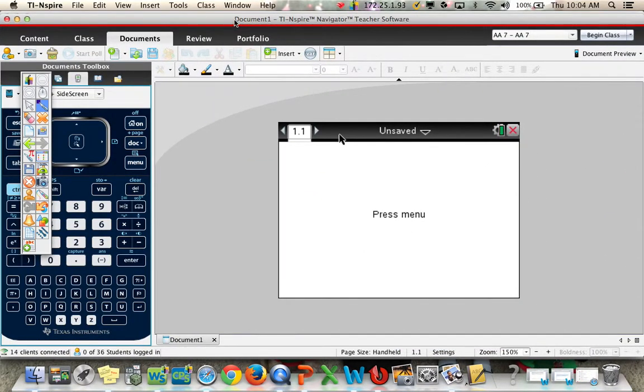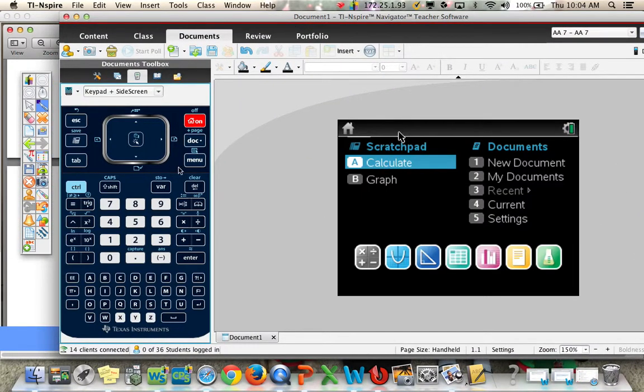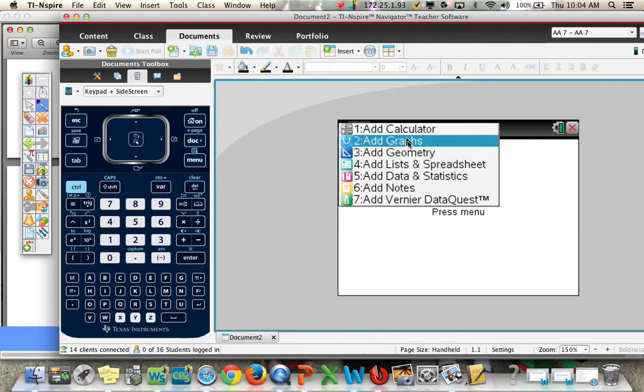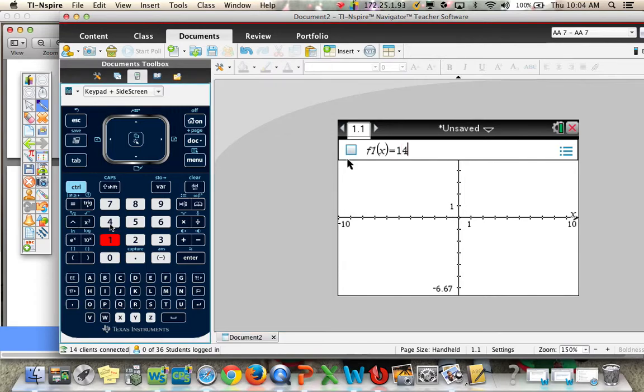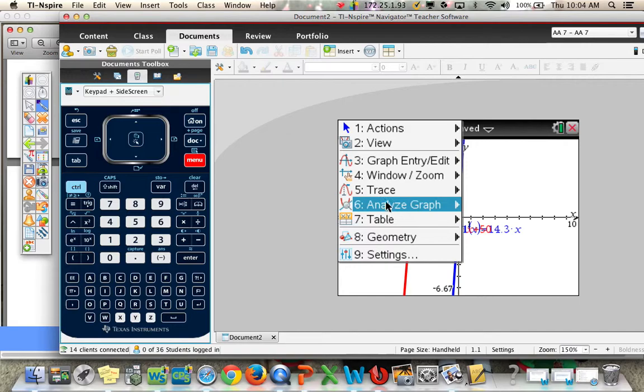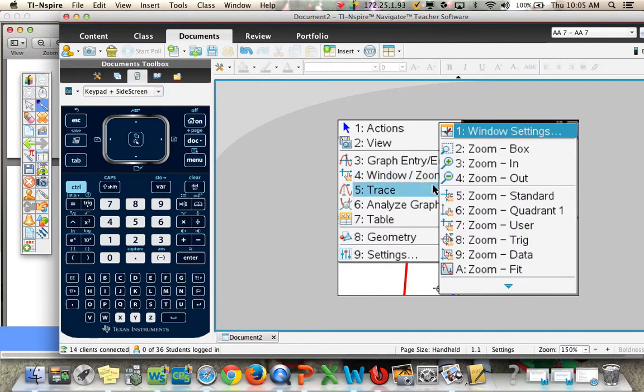This is what we did yesterday. So from yesterday, we can open a new document, add a graph. We can enter in Isaac 14.3x. Hit enter. There's his. We can hit tab, and we can enter in Mira's at 12.5x, but she started 50 meters ahead. And this window is too small to see it.